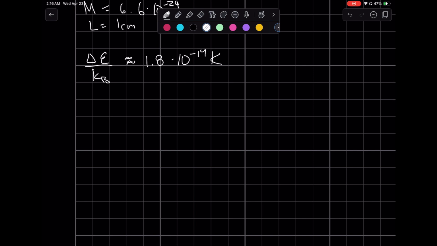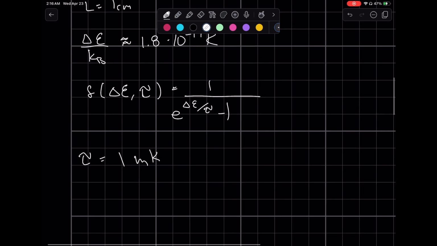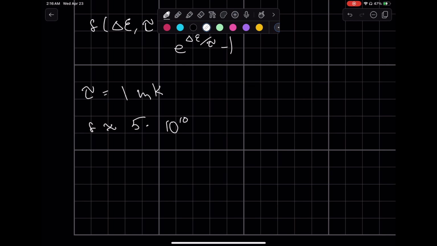Alright, so let's apply this to a Bose-Einstein distribution to see how many atoms occupy the first excited state. So let's say the occupation is 1 over e to the delta epsilon over tau, minus 1. We'll say we're pretty cold. Tau is 1 millikelvin. Then this becomes about 5 times 10 to the 10th. Alright, and you might be thinking, damn, that's a lot of excited atoms.